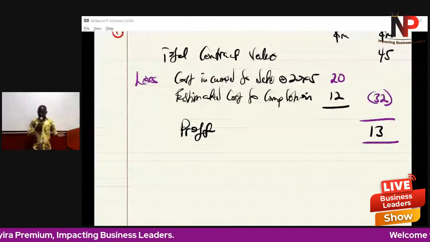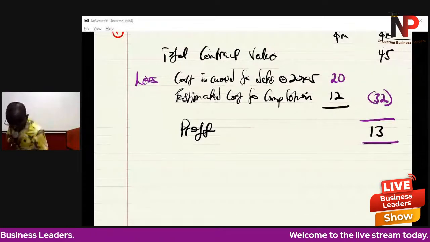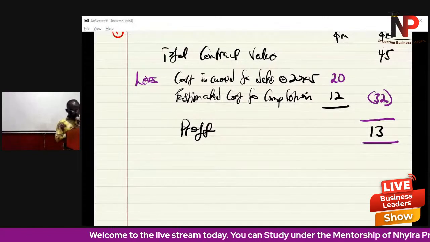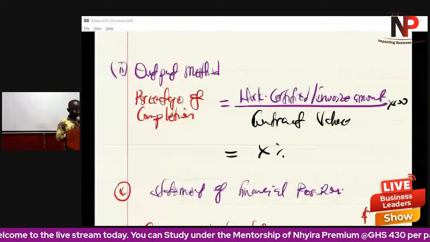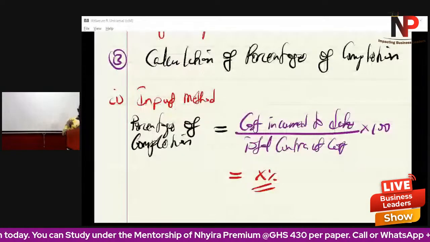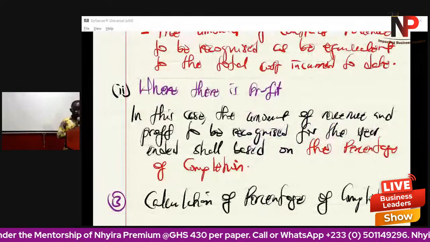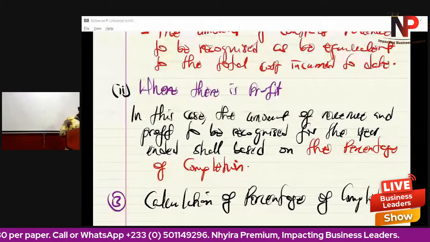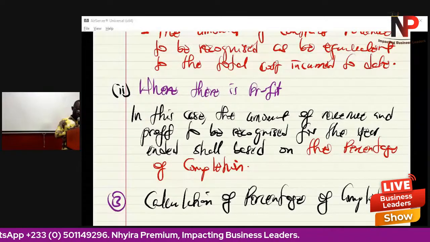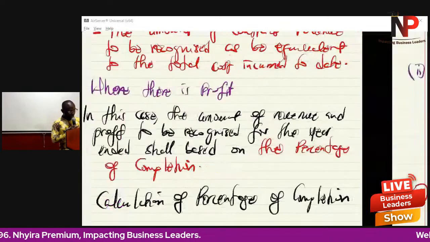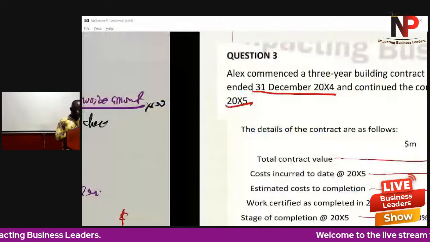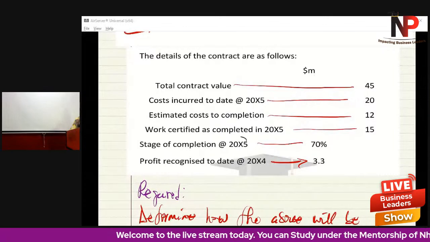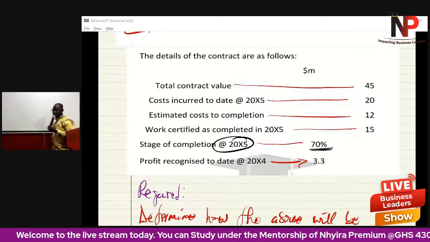Now, what did we say? We mentioned that when there is profit, step two, where there is profit, revenue and profits to be recognized for the year ended shall be based on the percentage of completion. Now, in the question, the examiner has given us the percentage of completion. So let's go back. We are told that at 2015, they have done 70% of the work.